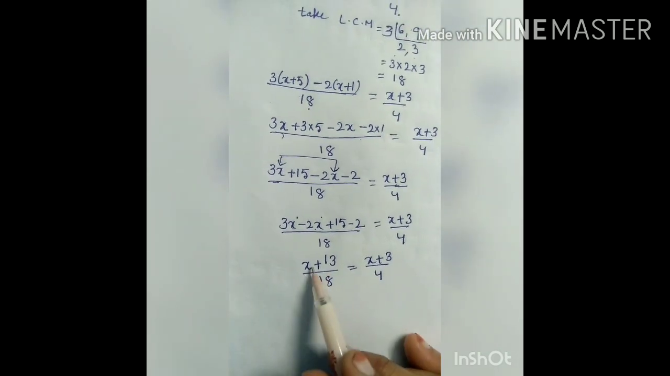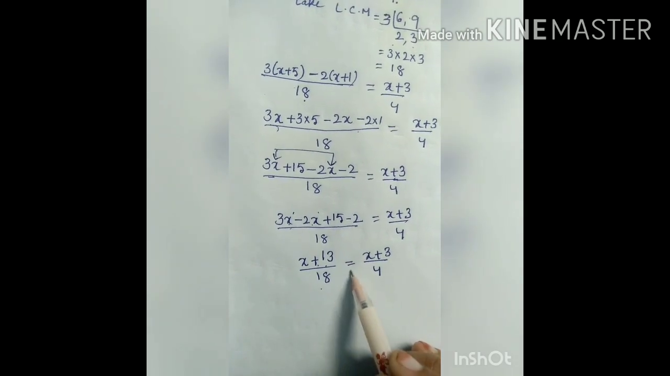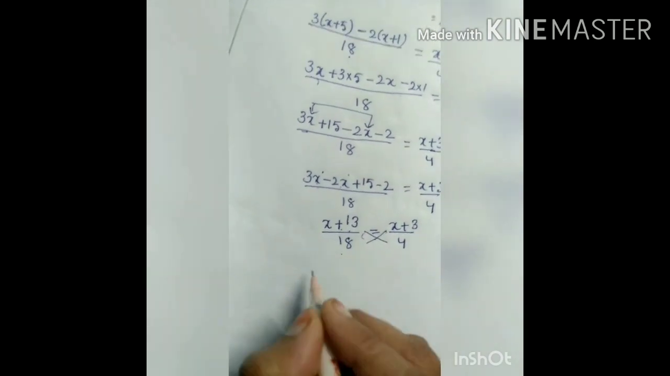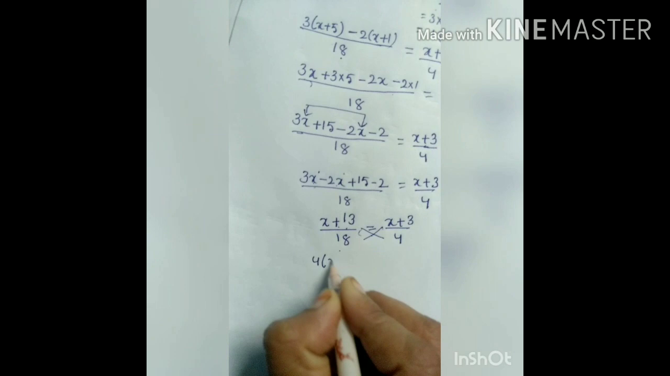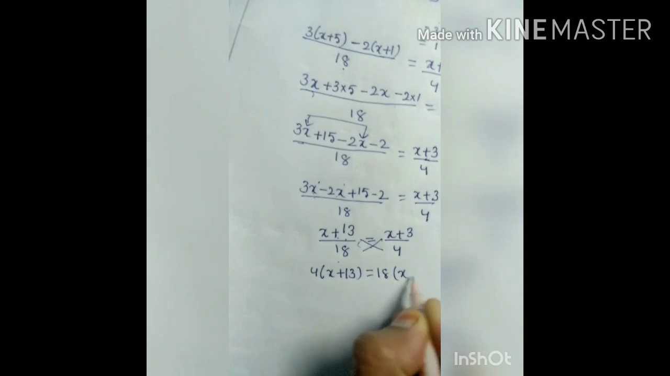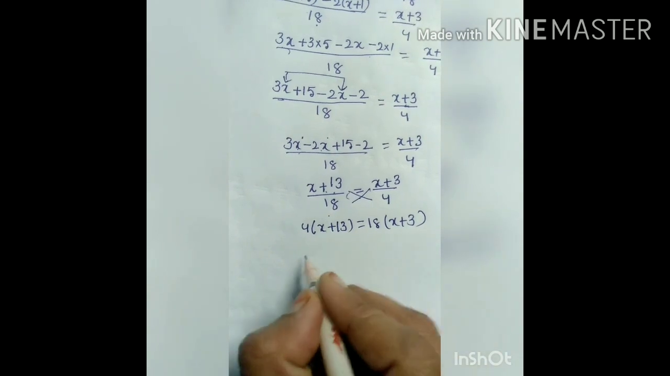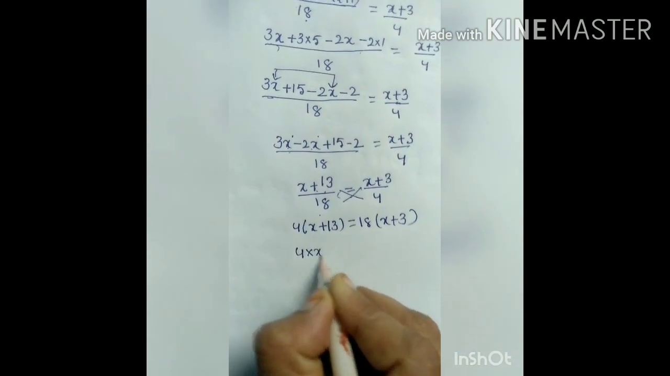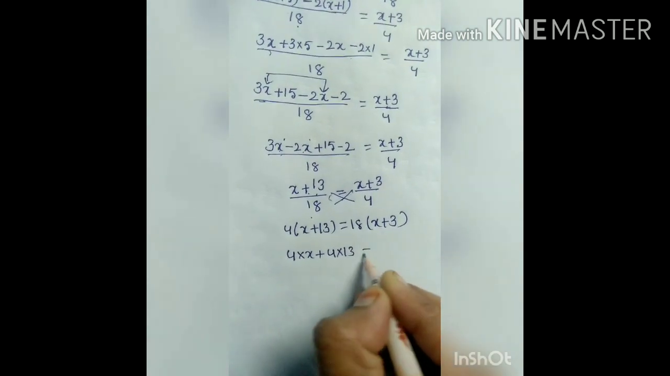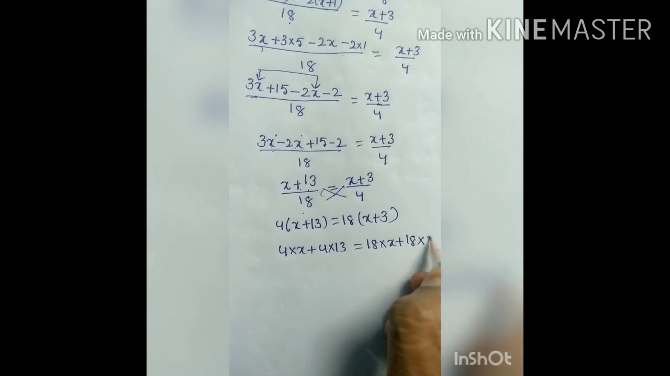Okay children, 3x minus 2x is x, plus 15 minus 2, 13 by 18 equal to x plus 3 by 4. Here do the cross multiplication. So here 4 into x plus 13 is equal to 18 into x plus 3. Okay, so here multiply the inside terms. 4 into x plus 4 into 13 is equal to 18 into x plus 18 into 3.